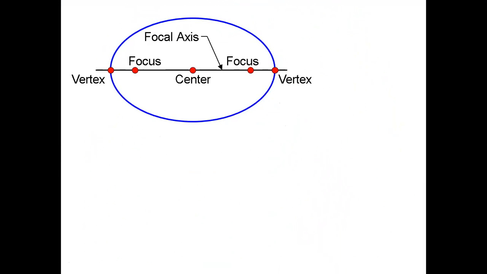We have here a sample illustration representing a horizontal graph of an ellipse. As you can see here, the points are the vertices and two focus, and in plural, we call them foci. And here is the center, and this line we can call the focal axis because it's where we can locate the foci of the ellipse.